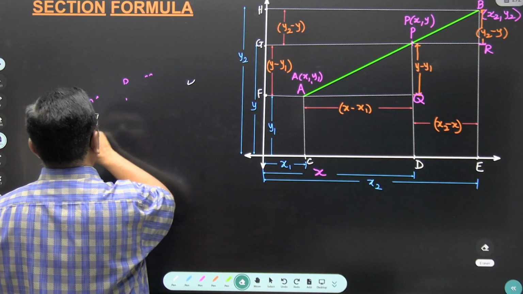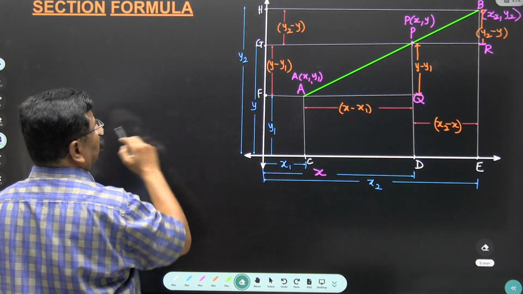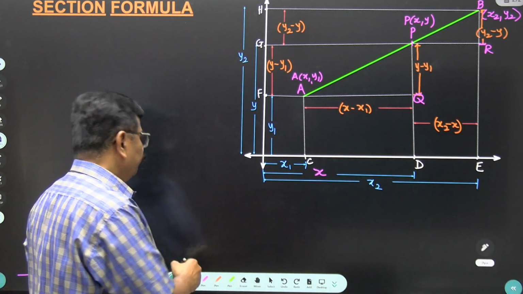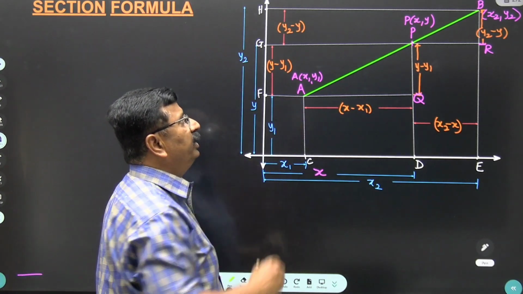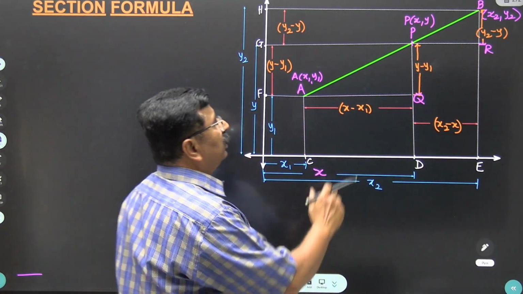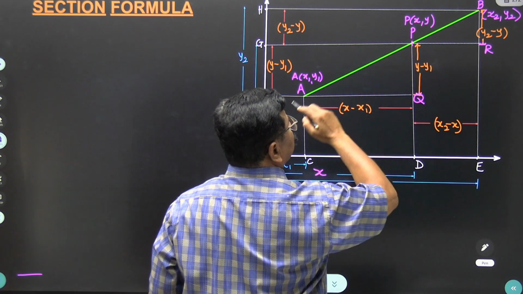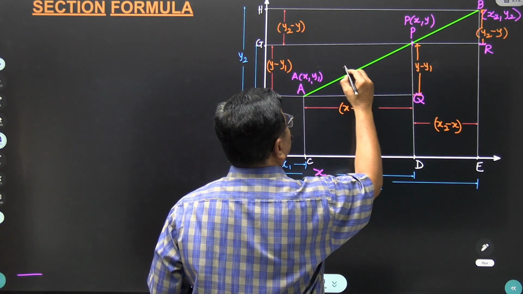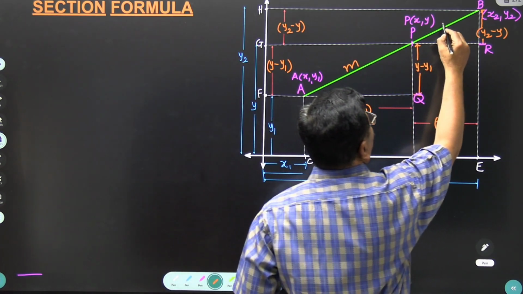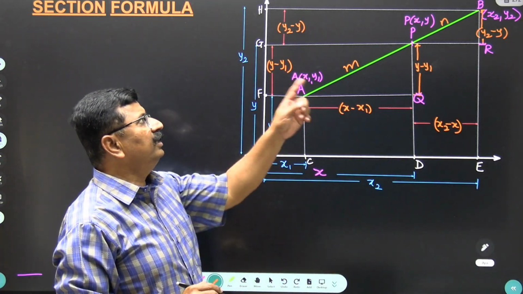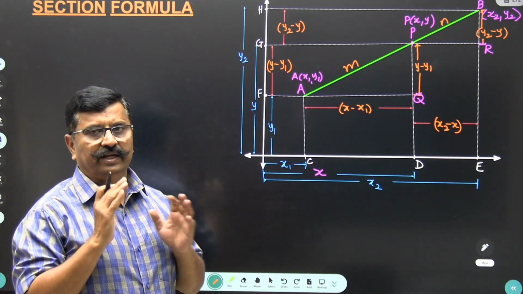Now let's see. Here in the diagram we have the same line segment AB. Coordinates of point A are x1, y1, and I have shown it here. Coordinates of point B are x2, y2. And there is a point P which divides segment AB in the ratio M/N. Therefore length AP is M and length PB is N.